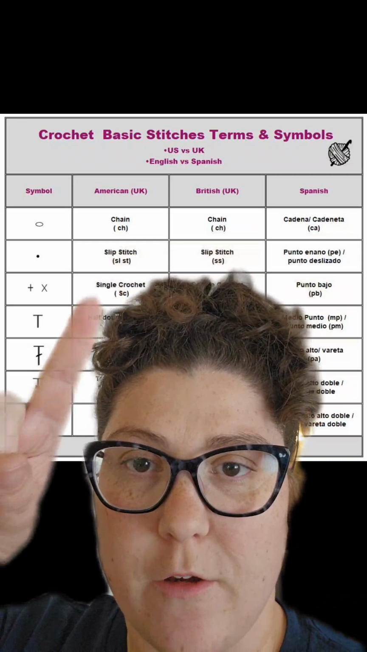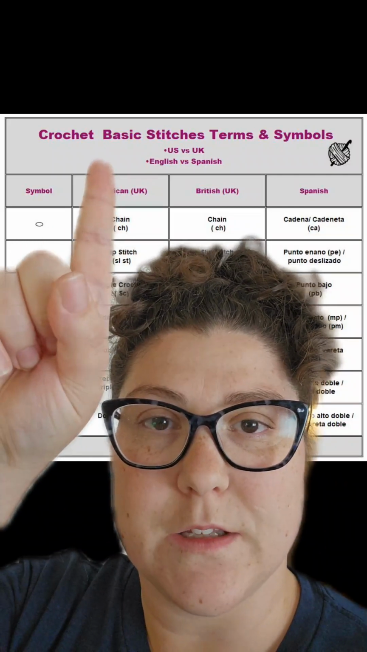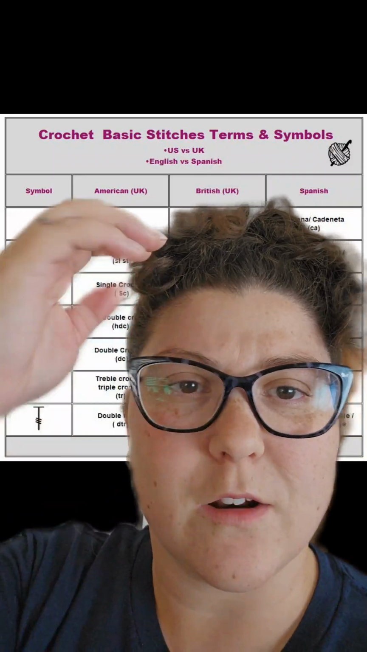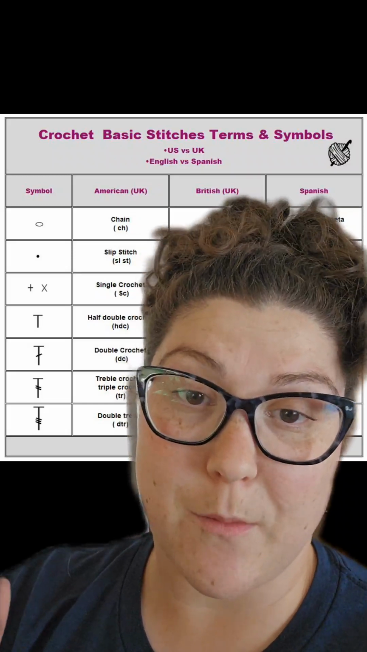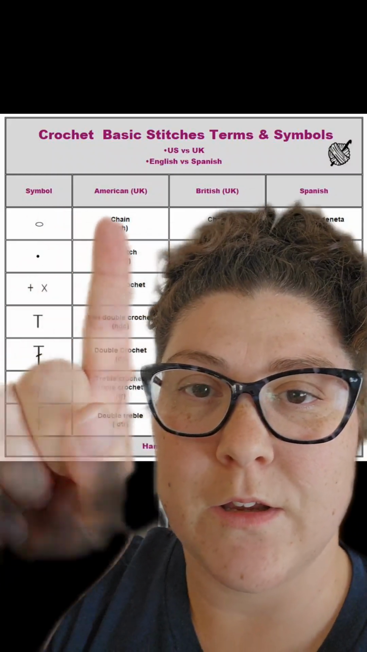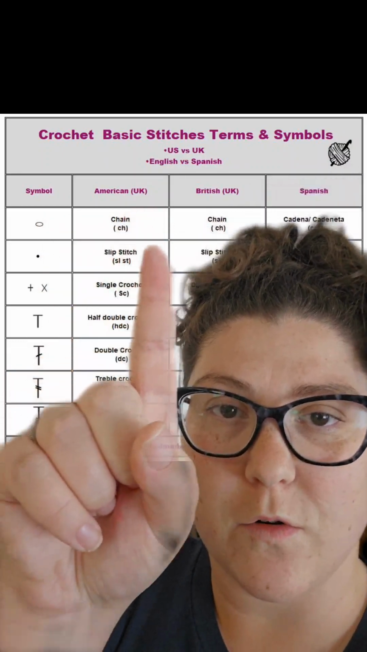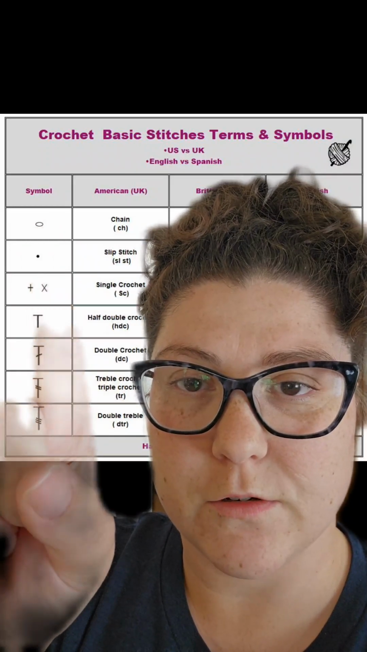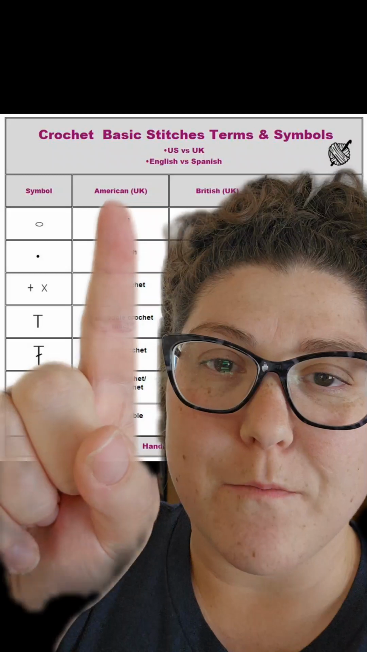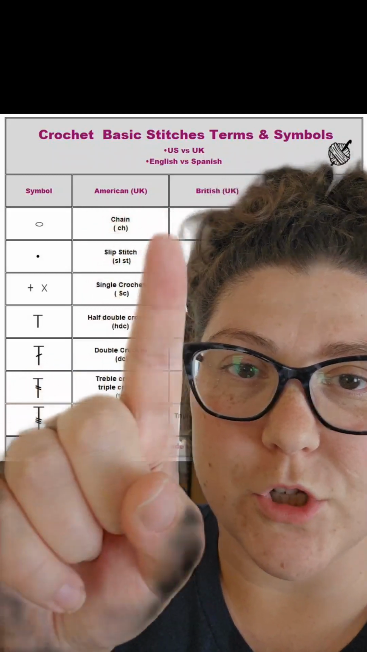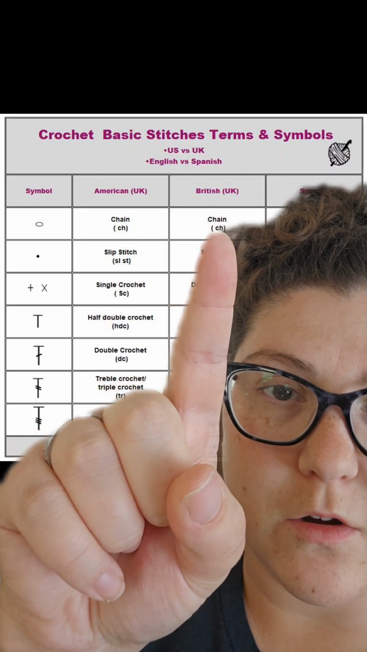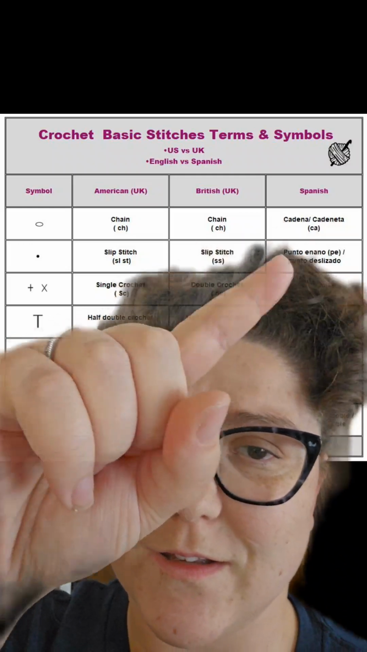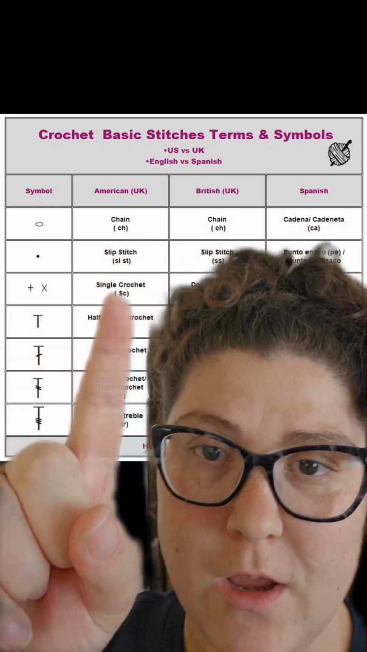So starting off super easy, this is Crochet Basic Stitches and Symbols, and I did not make this. This was made by somebody else. I'll try and put the source down below, but I did not make this graphic. This is the symbol, and it corresponds with all of these things over here. The symbol for chain is this oval. In American, it's called chain. In British UK, it's called chain. And in Spanish, I'm not even going to attempt because I am terrible with accents and pronunciation.